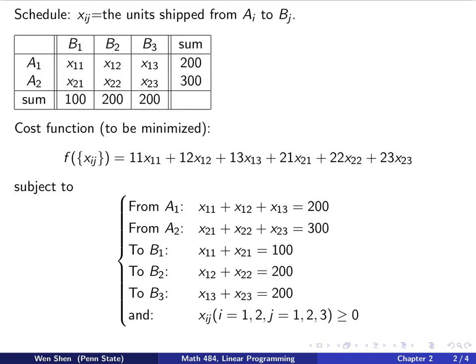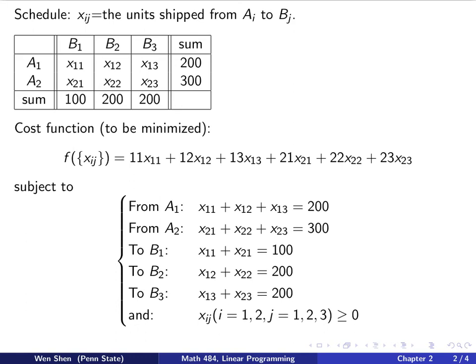And then we have a lot of constraints, which we already actually talked about, because we need to ship everything and we need to deliver everything. That's a constraint. So from warehouses A1 and A2, we have the constraint. From A1, all the units being shipped out, these 3, must add up to 200. And from A2, the units being shipped out are these 3. If I add them up, I should get 300 because that's what's there.